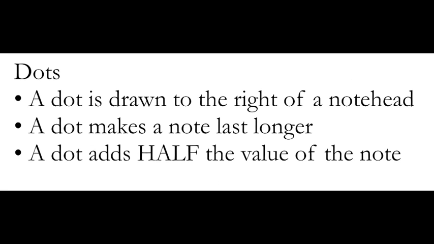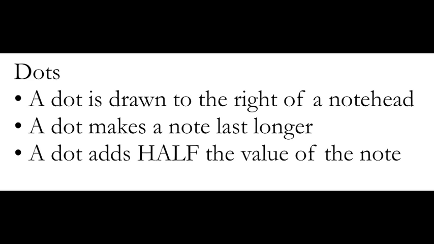The first extra thing we need to talk about is dots. When we talk about a dot, we're talking about just that, a little dot that we draw to the right of a note head. Okay? Dots modify the rhythmic value of our symbol. Dots make the note last longer. Dots add time to a duration.